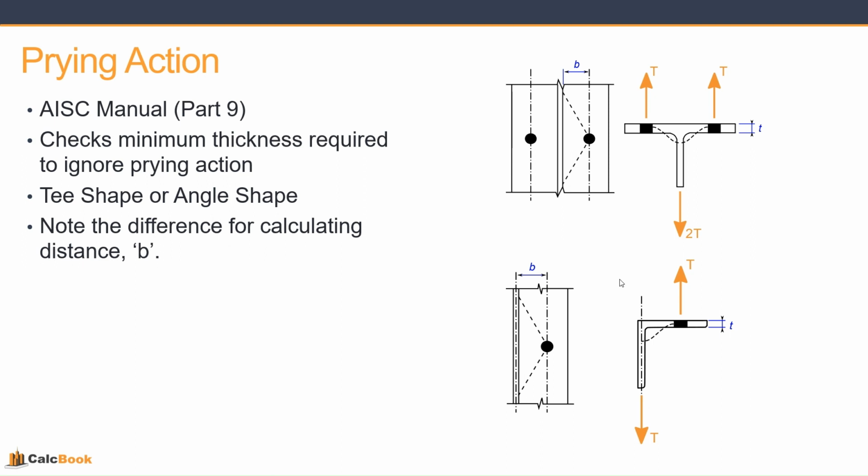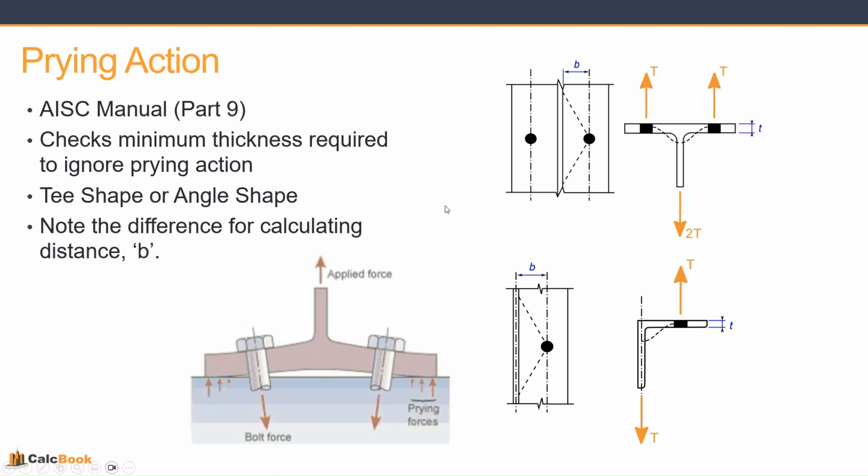You can see there are the images on the right, how that looks with the different deflections and bending of the angle and the T-shape. And the one thing I want to point out here in these two images is the difference in calculating the value B. The equations between these two are fairly similar for calculating the minimum thickness required, but the way that you calculate distance B is slightly different. In the T-shape, you go to the face of the vertical leg, and the angle, you go to the center line of the vertical leg.